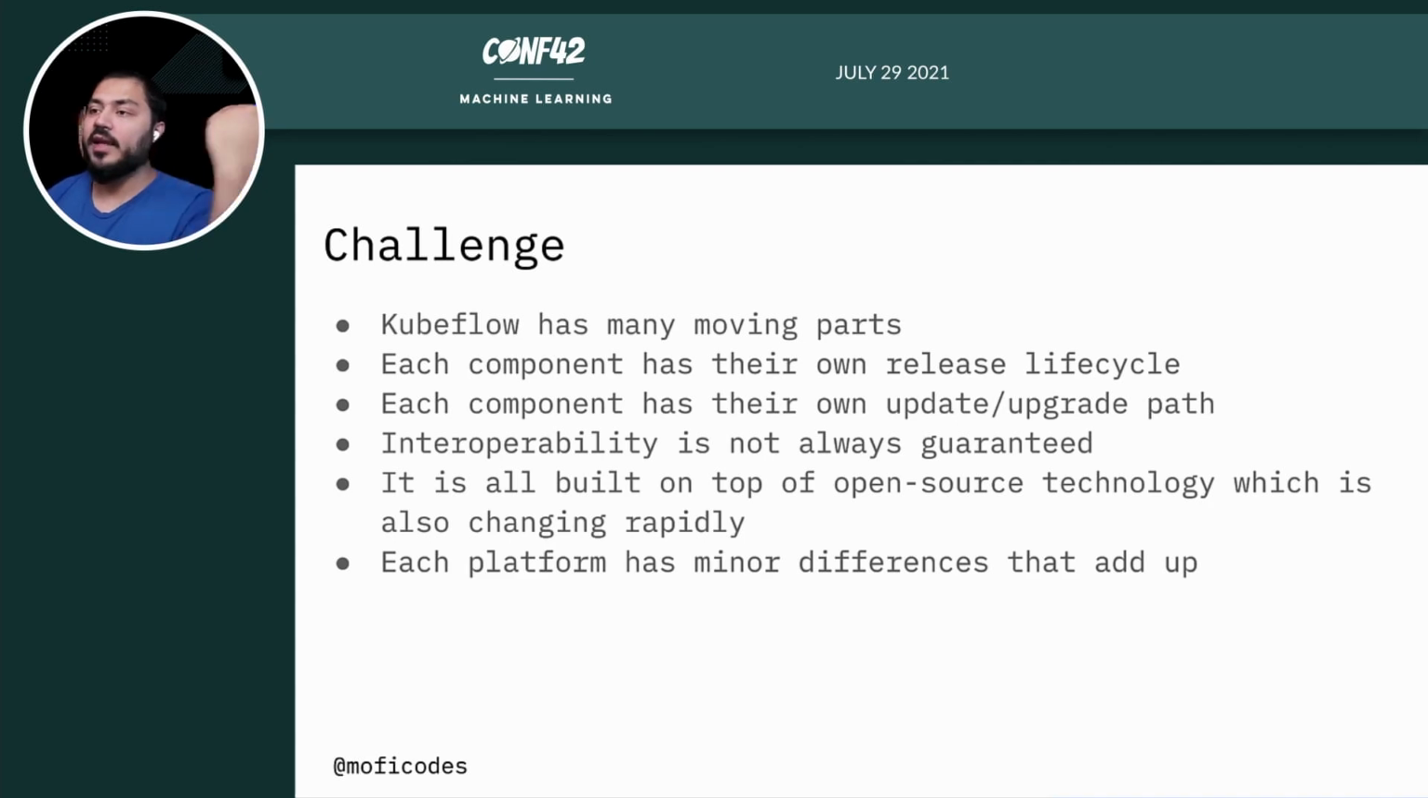We have to update all of that to make sure we're on the latest version and using the latest changes in those underlying components. So each of the platforms on Kubernetes, right? If you're using Azure, IBM, AWS, or GCP, each of them has small differences that add up into the overarching Kubeflow deployment.